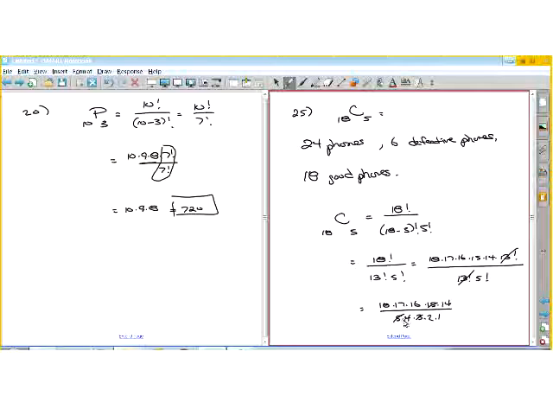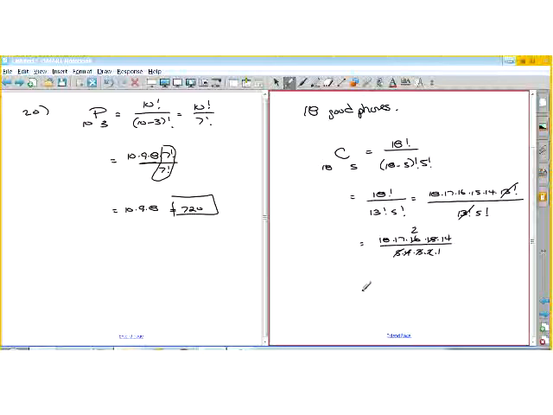5 times 3 is 15. 2 times 4 is 8. So 16 divided by 8 is 2. So what I've got left is 18 times 17 times 2 times 14. So 15 went completely out. 16 became 2. And we end up with 18 times 17 times 2 times 14, 8,568.